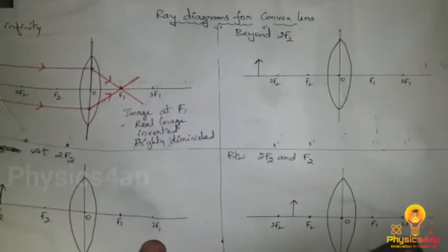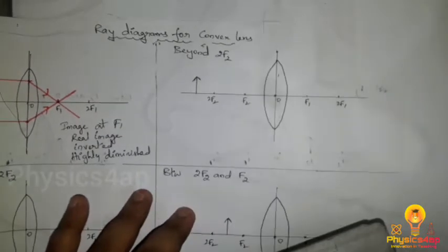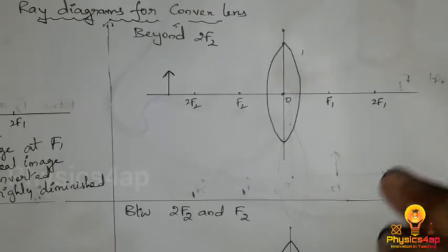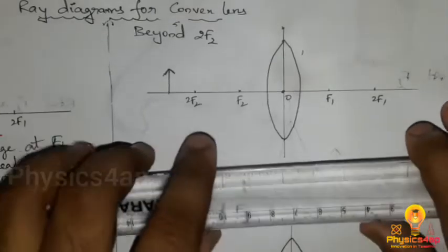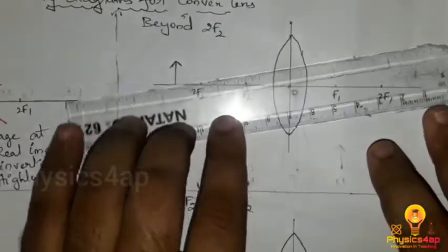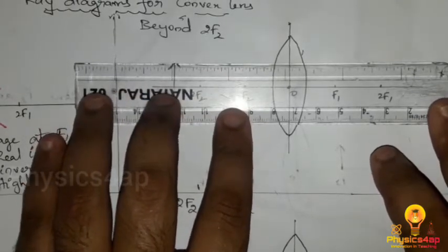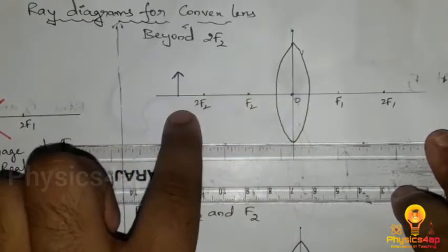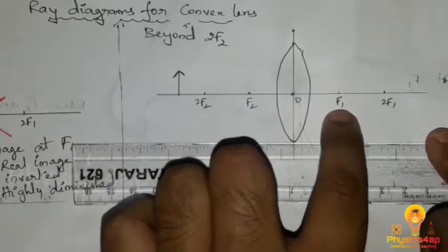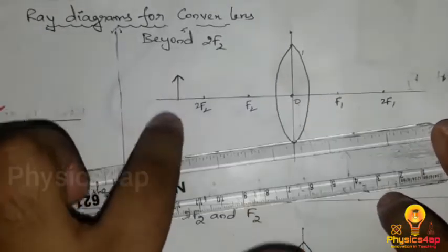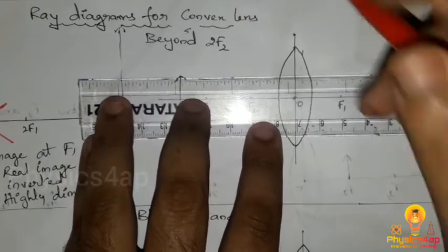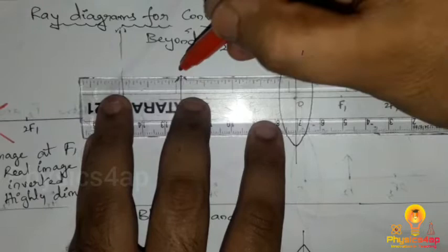Beyond 2f2. So beyond 2f2, that is when it is beyond the center of curvature. So let us see where the image is formed. Here we have to follow two rules for drawing the ray diagrams. One is, as I told you, draw the two perpendicular lines from the optic center, take it as 2 centimeters and here 4 centimeters, the same on this side also. So here we have an object, and first thing is draw the line parallel to the principal axis.